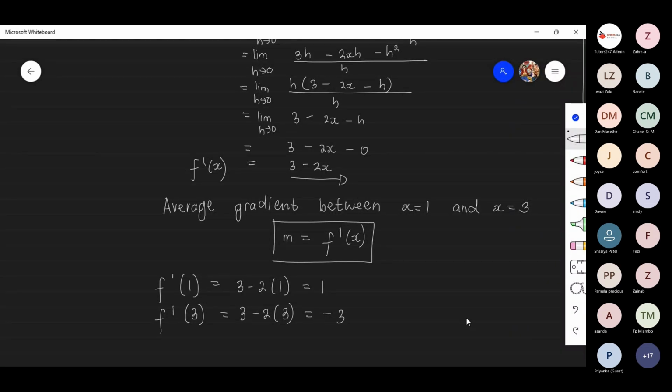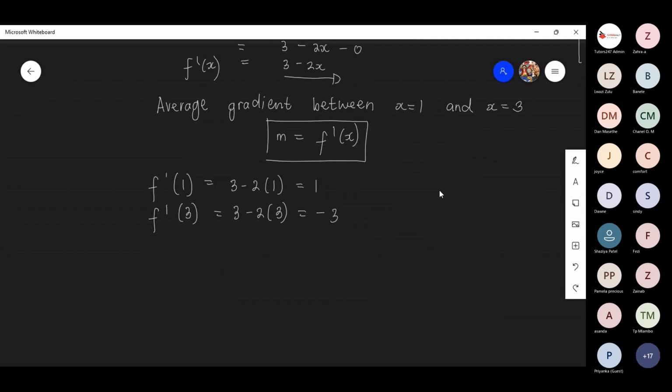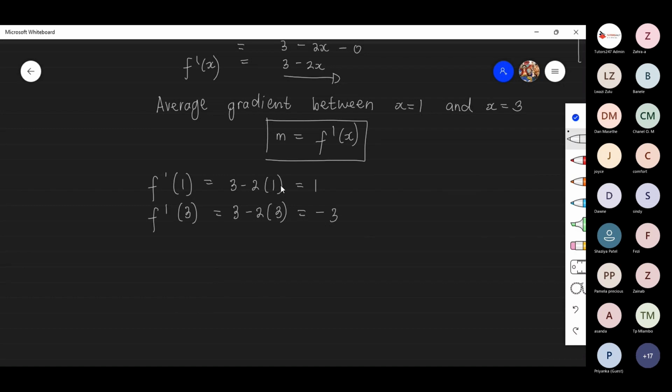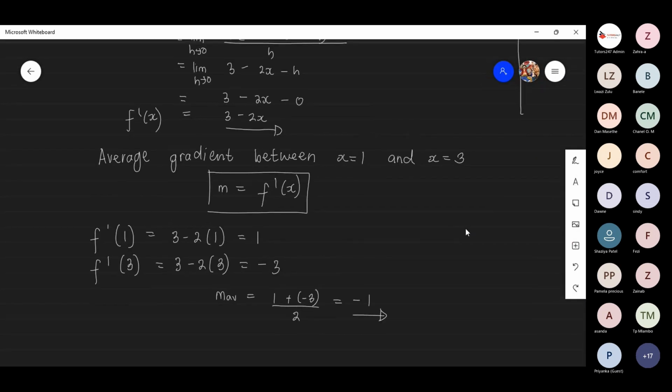Now, how do we find average? We are just going to add up 1 and negative 3. And because we have 2 data points, we're going to divide by 2. If we had 3 gradients, we divide by 3. If we had 4 gradients, we divide by 4, and so on. So the average gradient is going to be equal to 1 plus negative 3 divided by 2, which will then give us negative 1.